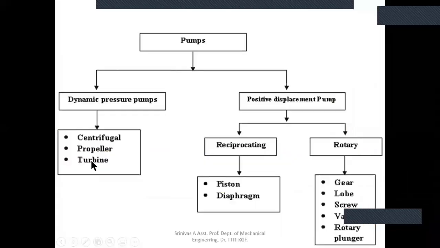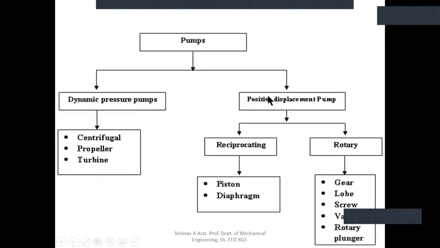And turbines. This one we already discussed in the previous chapter. Here it is the reverse of a turbine. If you supply water to the turbine, power will be generated, and if you give power to the turbine, water will be lifted. Francis turbines are best used in these cases. If you supply water to a Francis turbine, power is generated, and if you give power to that Francis turbine, it will lift the water. That is what a turbine type pump is.